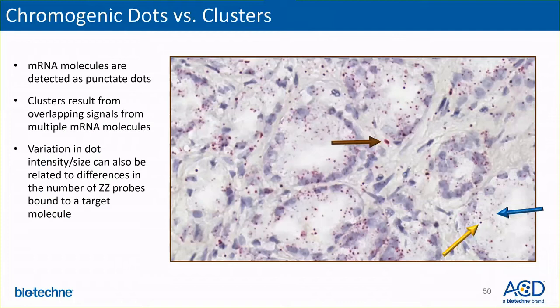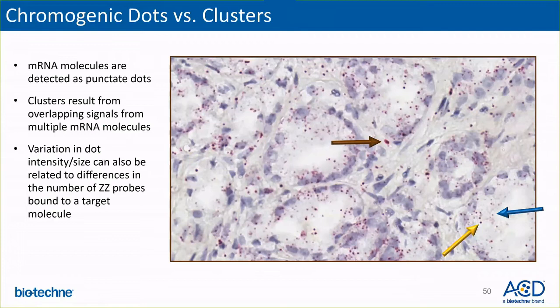In this image, in which the RNAscope chromogenic assay has been performed with the red chromogen, signal appears as numerous punctate red dots of various sizes and intensities and few clusters. It is the number of dots and or clusters that are important, rather than the size of the dot or the intensity of the dot. Each punctate dot equals one mRNA molecule.